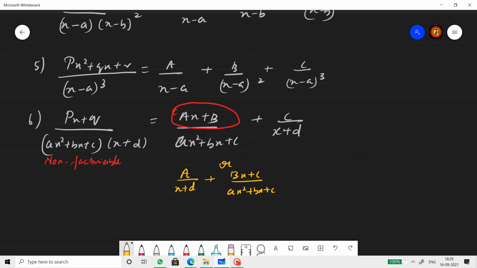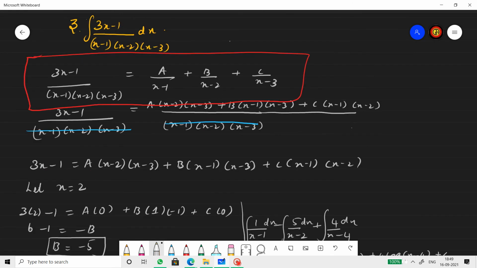Before splitting, make sure that the degree of the numerator is less than the degree of the denominator. So here I've chosen question number 3 from exercise 7.5, partial fractions. This is type 1 model, very simple sum. Integrate 3x minus 1 divided by x minus 1 into x minus 2 into x minus 3. So there are three different factors, right? So we split it as a by x minus 1, b by x minus 2, c by x minus 3. For each factor, we take three variables a, b and c.